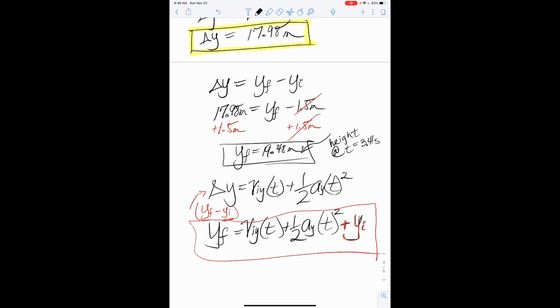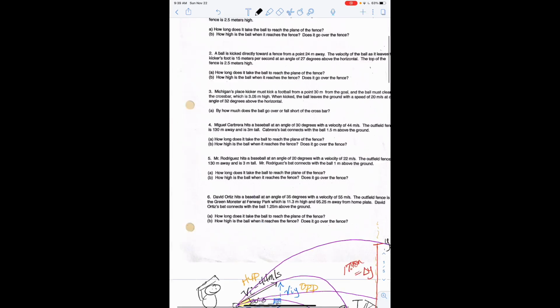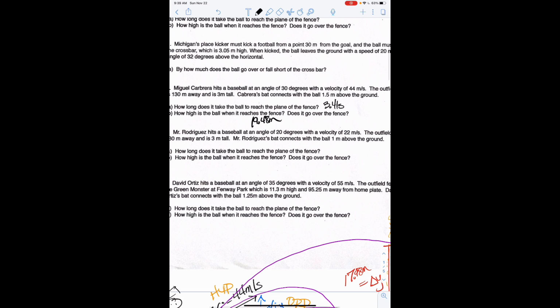Good. What else? Finally, I want to make sure we answered the question, because we just went through and solved, but did we really get to the end? I don't think we did. I think the problem asks a couple things. How long does it take the ball to reach the plane of the fence? Okay, so we got that. That was 3.41 seconds. Then it says, how high is the ball when it reaches the fence? Okay, so we got that. That was 19.48 meters. And does it go over the fence? And the answer is yes, because the fence is only 3 meters tall.